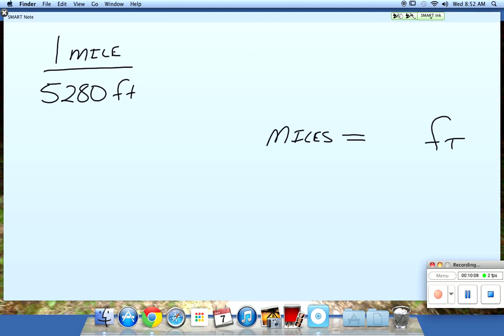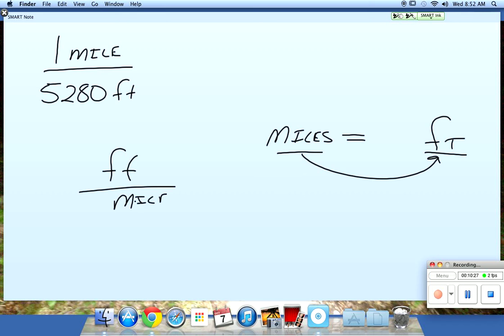Okay, now remember what I said before. What are we going to? We're going from miles to feet. If we're going from miles to feet, then the feet have to be on top. So we have to do it this way, feet to miles. Right? So we take a look at our conversion. We know for every 1 mile, there's 5,280 feet.